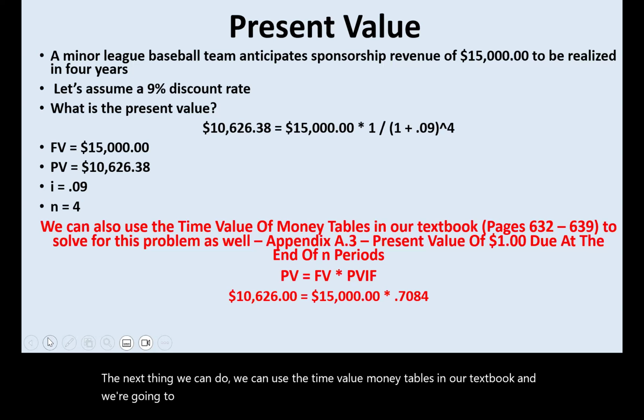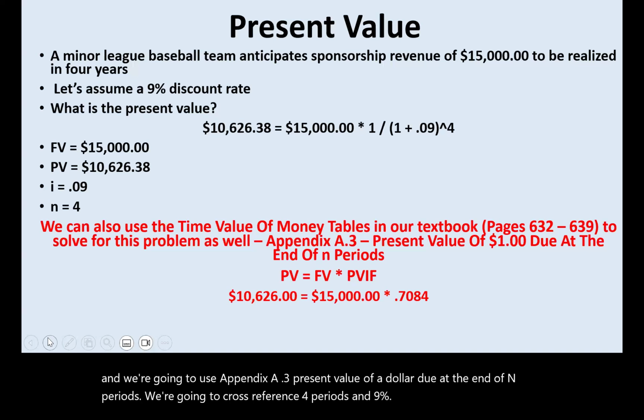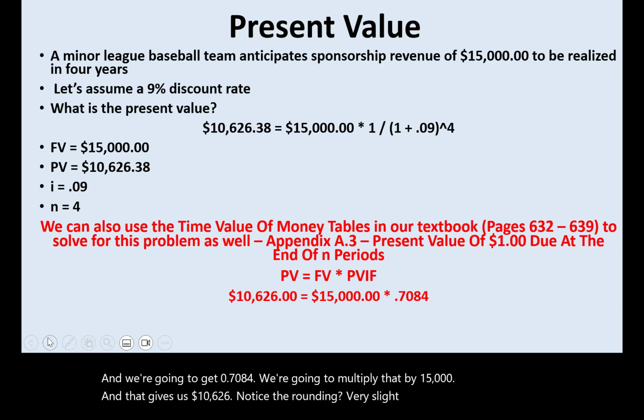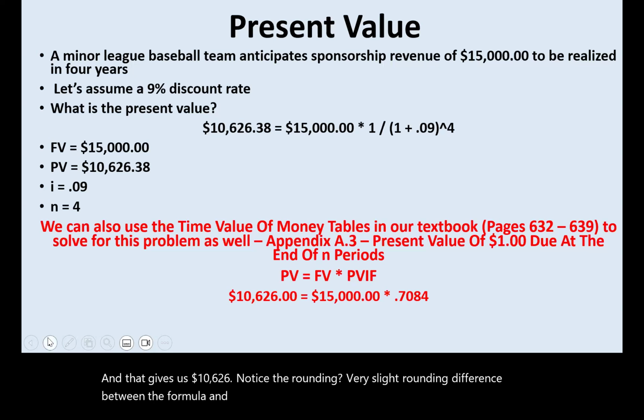The next thing we can do, we can use the time value of money tables in our textbook, and we're going to use Appendix A.3, present value of $1 due at the end of n periods. We're going to cross-reference 4 periods at 9%, and we're going to get 0.7084. We're going to multiply that by 15,000, and that gives us $10,626. Notice the rounding, very slight rounding difference between the formula and the chart.